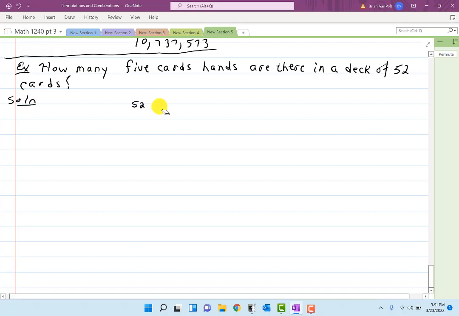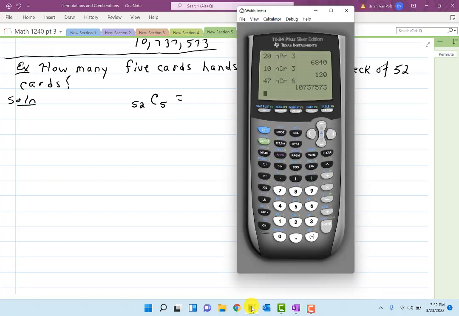That means we have 52 items to choose from. This is combinations, and we're choosing 5 of them. So 2,598,960.